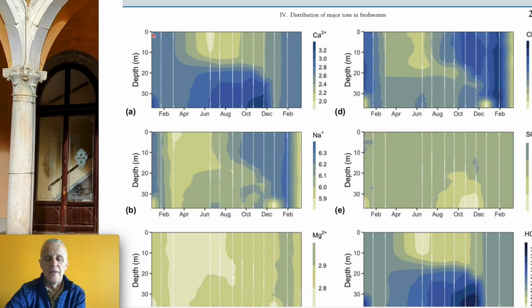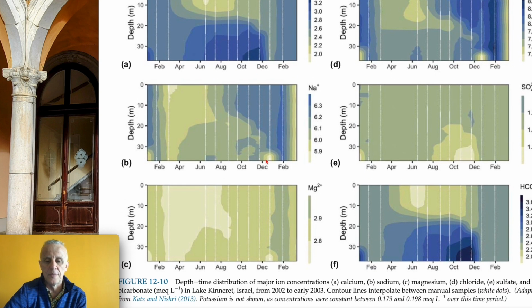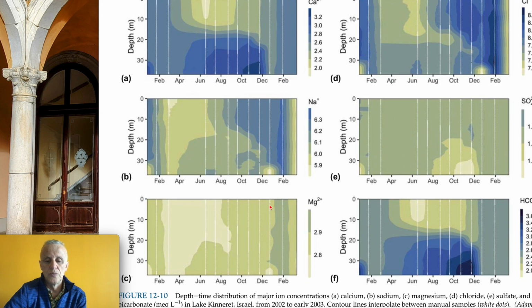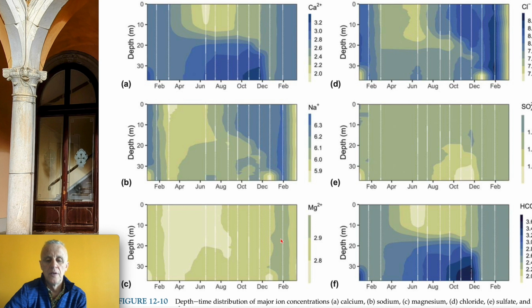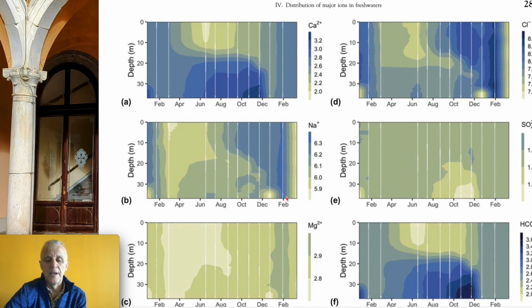We have depth on the Y, and then we have time on the X, and then we have the concentration in blue, and then we have the interpolation, and the times of sampling are those little white dots here. That's when the samples were taken for a specific month. So calcium, it looks like it's probably a hard water lake. It has pretty high calcium concentration. Let's look at the magnesium. Yeah, magnesium is not extremely high, but it does have, it's like 2.9 milligrams per liter.